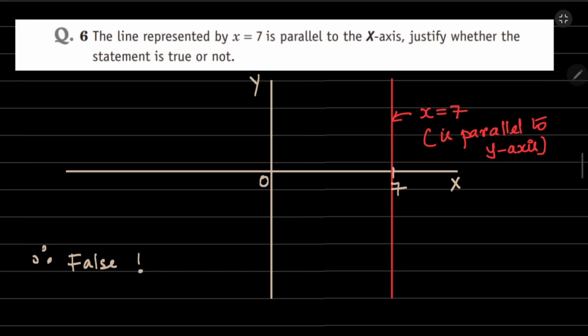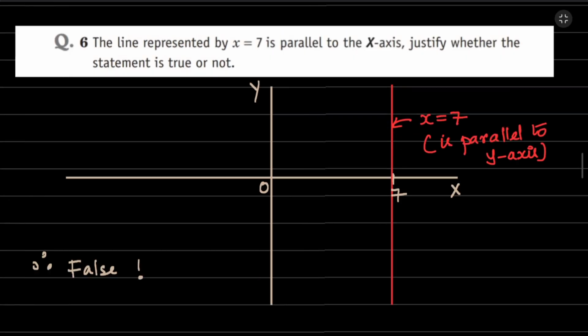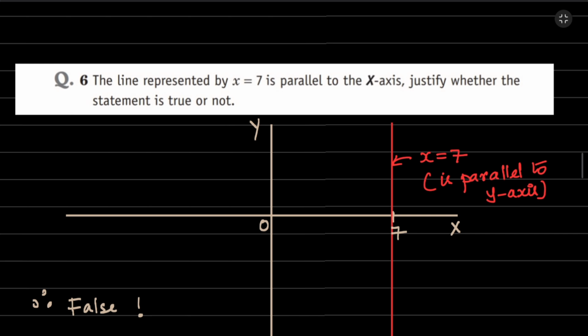So there ends our exercise 3.2 of your NCERT Exemplar. I hope you liked it. I hope you understood it. All of these questions are very, very good questions. So let me know in the comments how your learning has been so far with me.